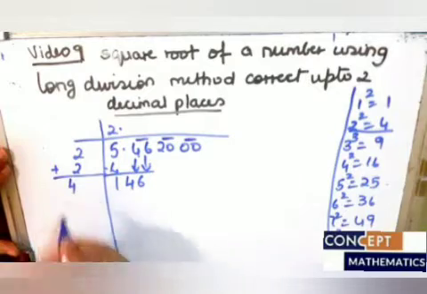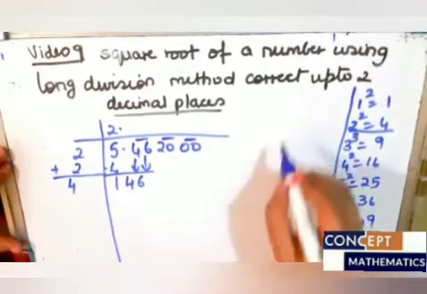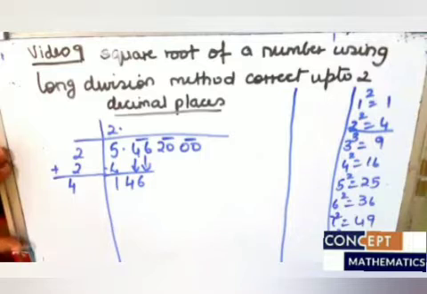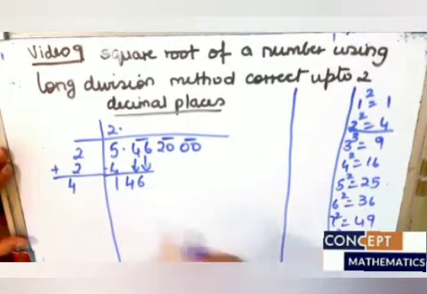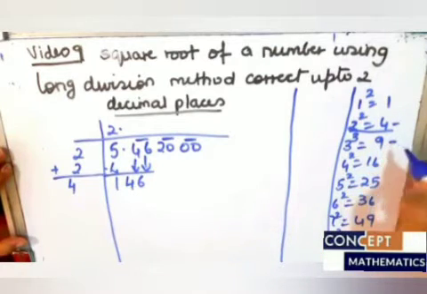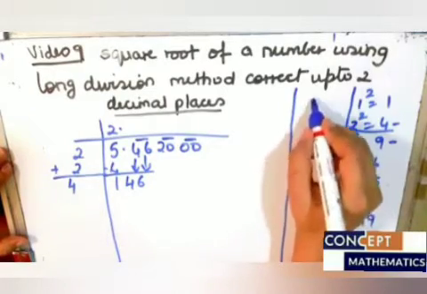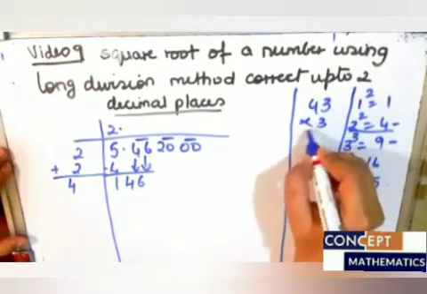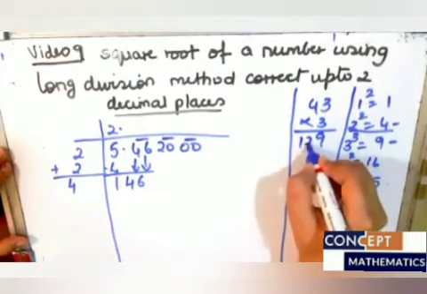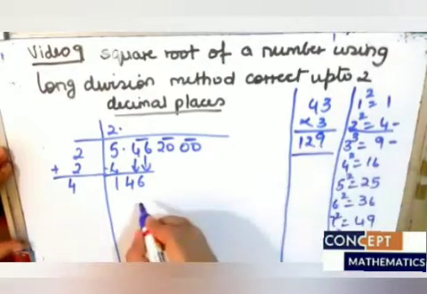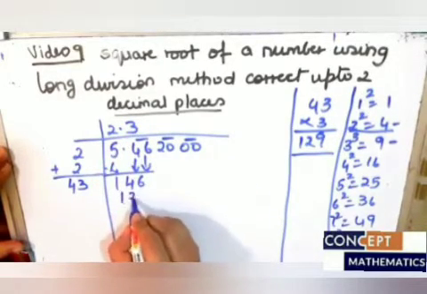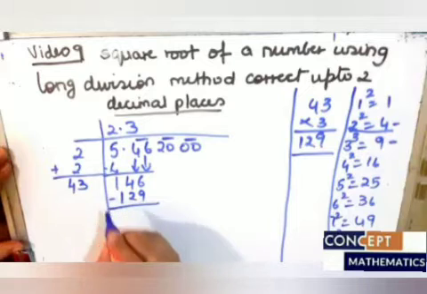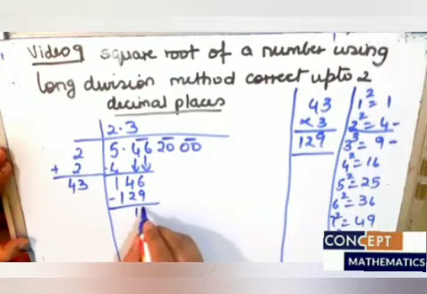Here we add 2 plus 2, that gives you 4. So 4 into what will give you 146? It is between 4 and 9, so we can try 3. 43 into 3: 3 3s are 9 and 3 4s are 12, so this comes near to 146. 43 into 3 gives you 129. When you subtract this number, you get 17.